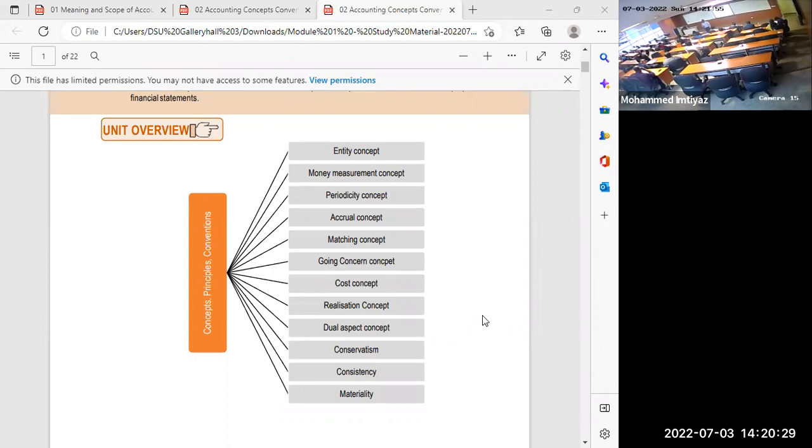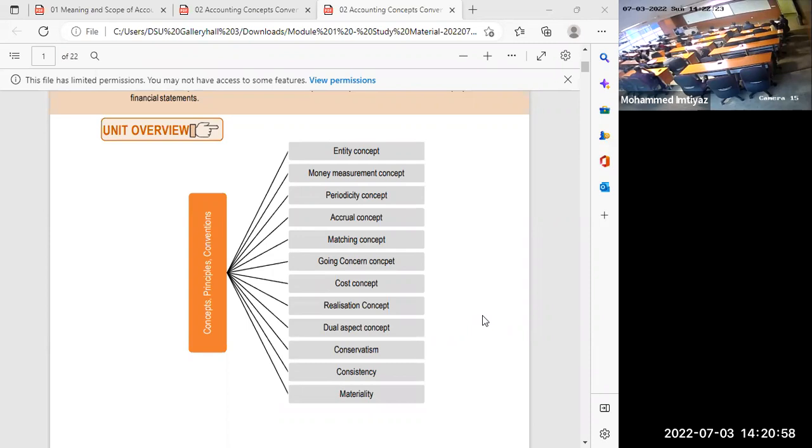Suppose total interest is 12,000, then 3,000 you have to add to your income of the current year to find out your profit, even though you did not receive it. So this concept is called the accrual concept. This 3,000 rupees, which you are adding to your interest income in your total income, is called accrued interest. Income earned but not received.